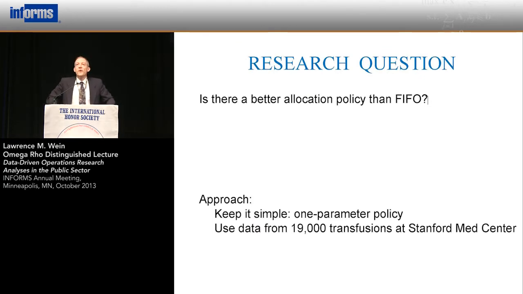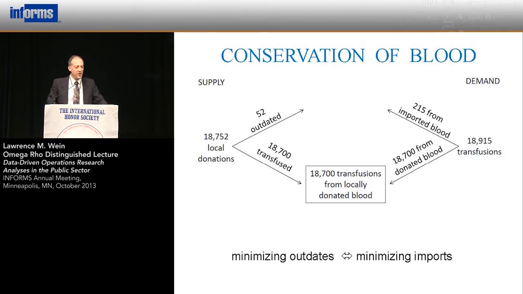Okay, so the main research question here: is there a better allocation policy than FIFO? Our approach is really to keep it simple. We're going to look at a 1-parameter policy, and our longitudinal data set is 1 year's worth of blood transfusions, so 19,000 transfusions at the Stanford Medical Center.